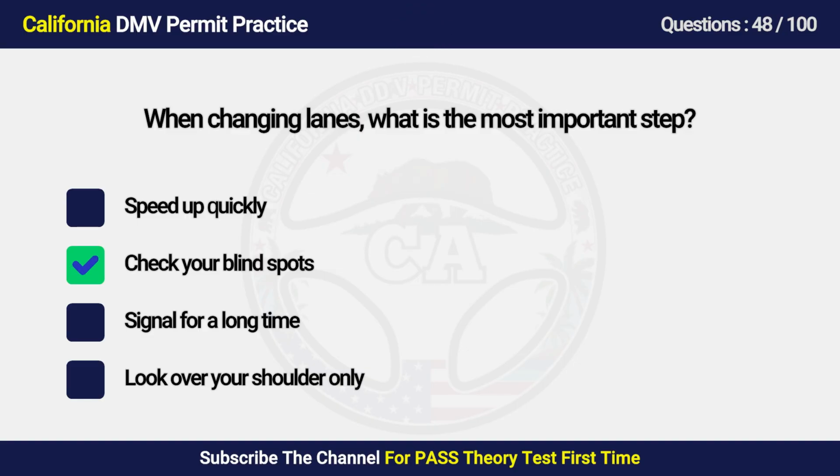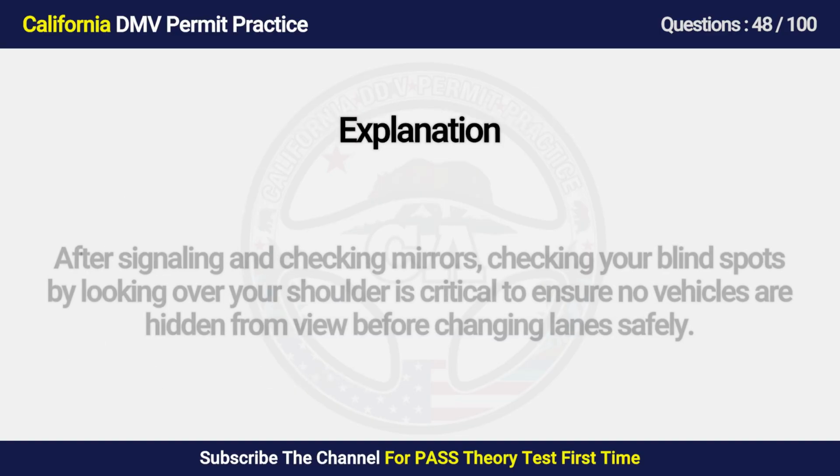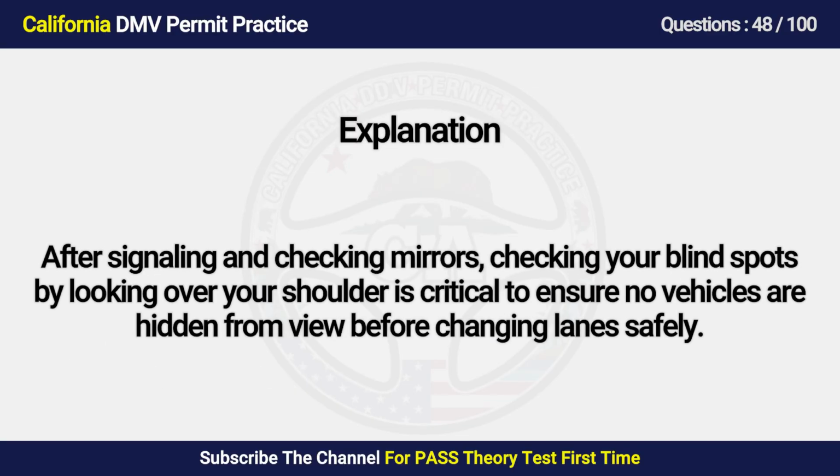Answer is B. Check your blind spots. After signaling and checking mirrors, checking your blind spots by looking over your shoulder is critical to ensure no vehicles are hidden from view before changing lanes safely.